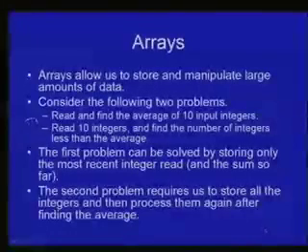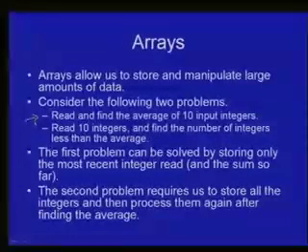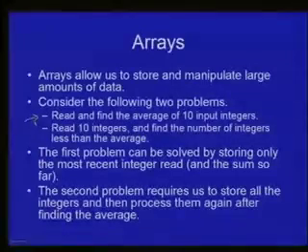The first problem is very simple. You are required to read 10 integers and find their average. We know how we can do that. We can write a simple loop, and in each iteration of the loop we read an integer and add it to the sum, and at the end of the loop we simply divide the sum by the number of integers, and that gives us the average.